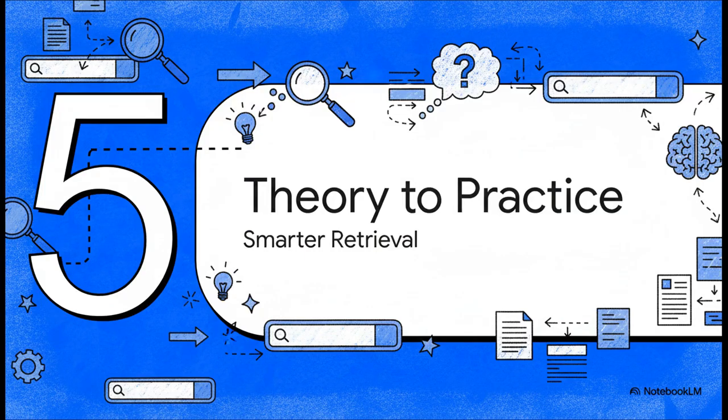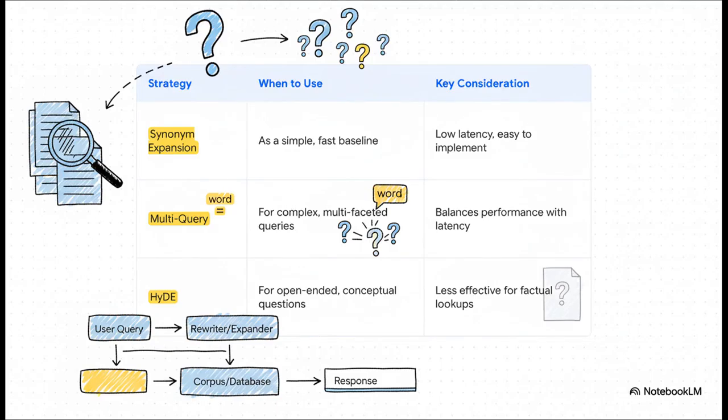Okay, so this all sounds great in theory, right? But how do you actually put it into practice? Let's get practical and talk about how you, as a builder, can start using these strategies to create a way smarter retrieval system. So, the big takeaway here is that you've got to choose the right tool for the right job. Think of this table as your quick and dirty cheat sheet. Synonym expansion, that's your simple, fast baseline, an easy win. Multi-query is perfect for those big, complicated questions that have a few different parts. And HyDE, you'll want to save that for the more open-ended, conceptual questions where generating a hypothetical answer really shines.